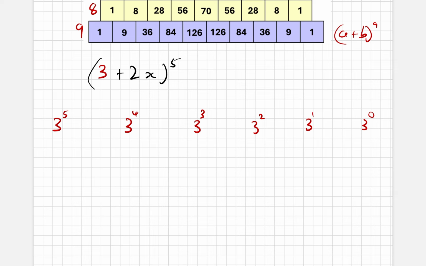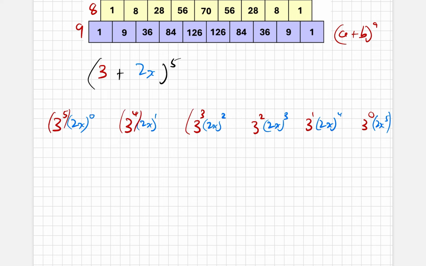Okay. So now I'm going to go to my second term, which is 2x. Now, because there's a coefficient and a variable here, I'm going to put this in brackets. So the whole thing is to the power of 0, the whole thing is to the power of 1, power of 2, and so on. I'm going to work my way up in ascending order. And I should probably put these in brackets as well, just to make it clear that we're multiplying.